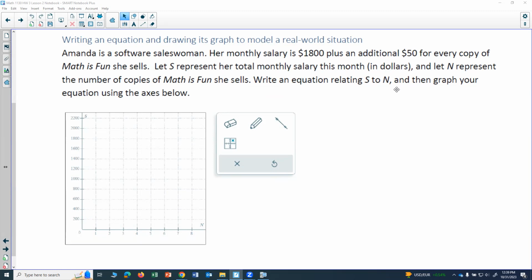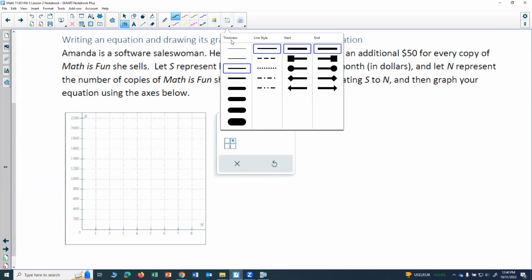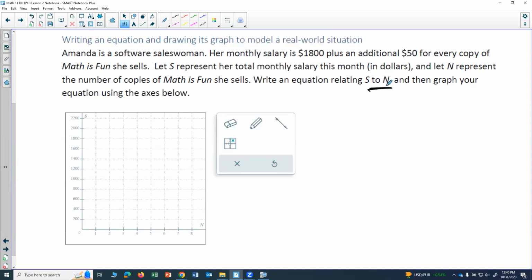So there are a couple key pieces of information here. One is that they're telling us to relate S to N. And when they say S to N, that means that S is going to be our dependent variable, or our y variable. And we can confirm that by looking at the axes. The vertical axis is S, so that would be in the place of the y variable. And the horizontal axis is N, so that would be in the place of the x variable.